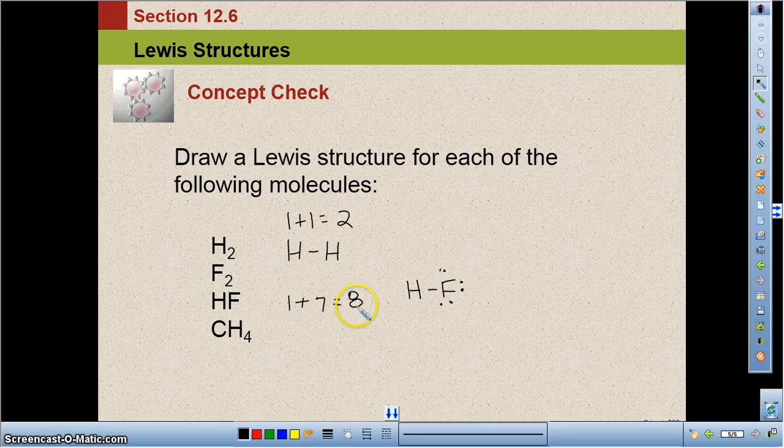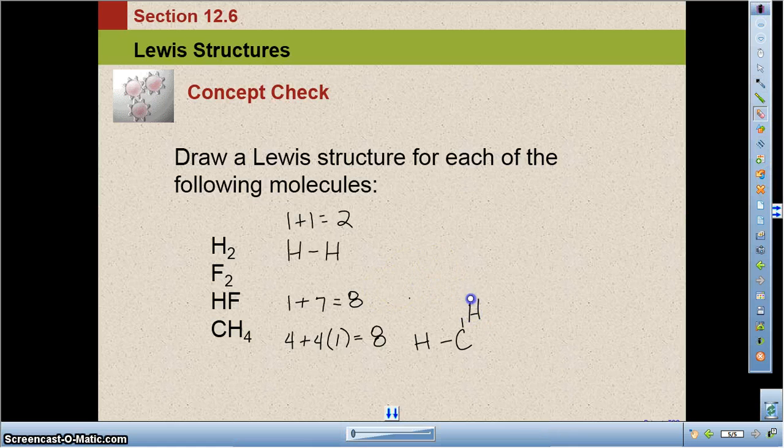The last example is carbon tetrahydride, also known as methane gas. And we're going to start with the valence electrons. Carbon is in group 4. It has 4 valence electrons. Hydrogen, being in group 1, has 1 valence electron. That's a total of 8. There are multiple hydrogens and 1 carbon, so we're going to let carbon be the center. And we're going to put the 4 hydrogens off of it. Let's move this hydrogen fluoride out of the way so we can make that a little bit clearer. So we have 4 hydrogens coming off of the carbon.